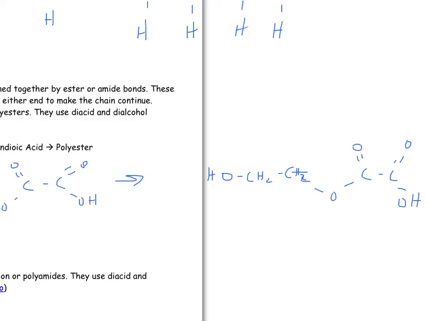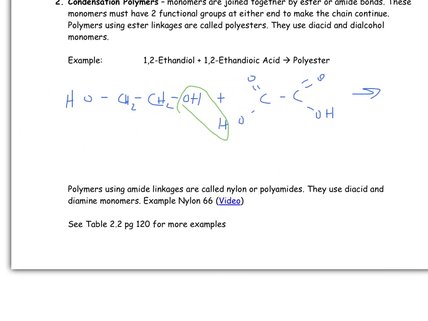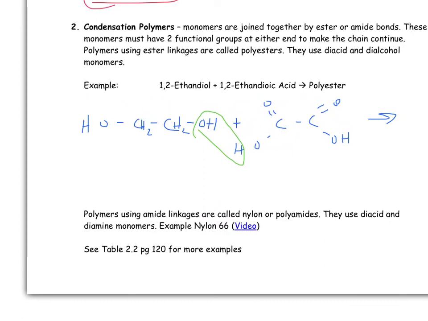Now, condensation polymers can be made with just one monomer. We could make a polyester if we had a monomer that had a carboxyl group on one side and a hydroxyl group on the other. Then we would take that one monomer and repeat it over and over and over again, making many ester linkages.